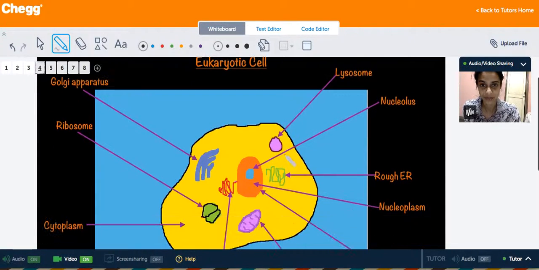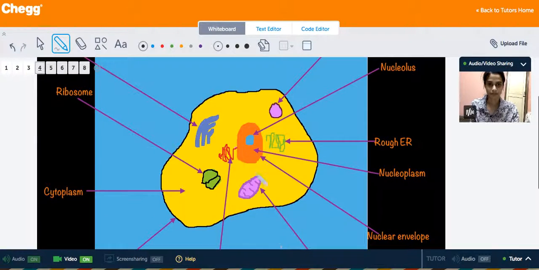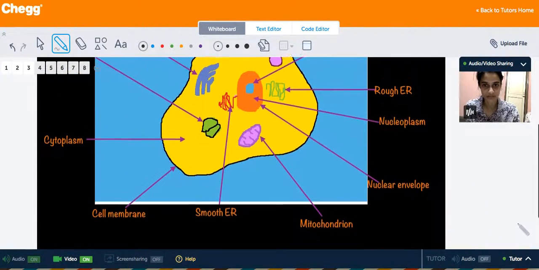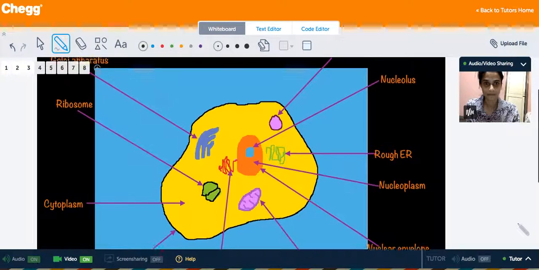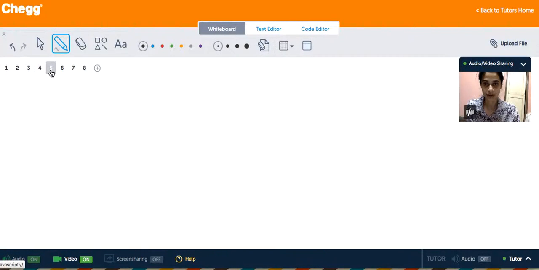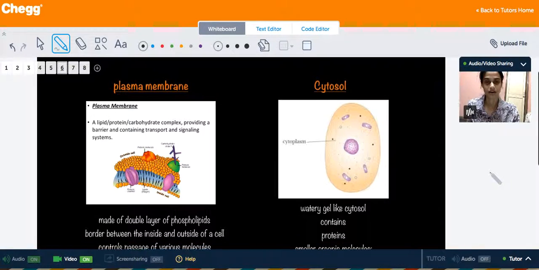And in a eukaryotic cell, as you can see, it's more complex. It contains a number of different organelles here. It has the cytoplasm. This is the ribosome. You can see that there's a nucleus with a nucleolus within it. And as you can see here, the various parts of this eukaryotic cell have been labeled. So now let's go ahead and talk about the functions of some of these organelles.